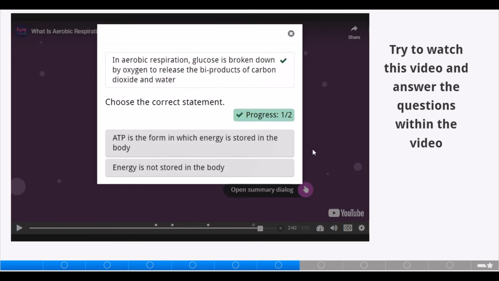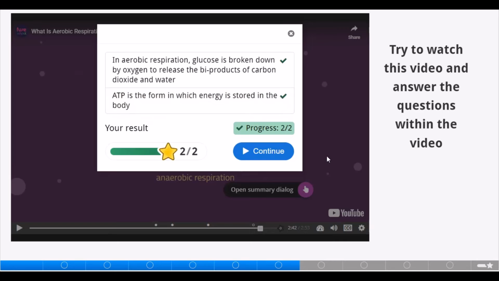We have another set of statements. The first one says ATP is the form in which energy is stored in the body. The second one says energy is not stored in the body. The first statement will be the correct answer. And with these, we can move on to the next slide.